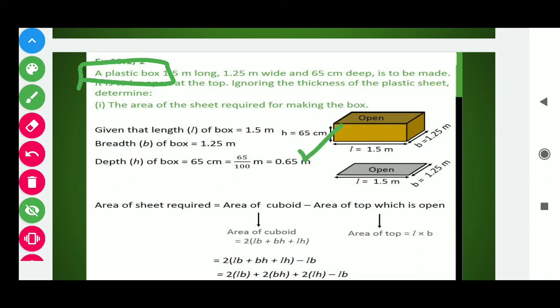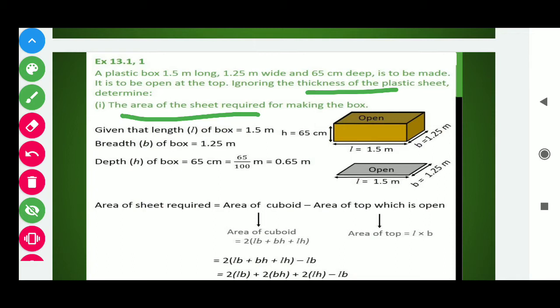You can see from the diagram, we have a plastic box which has 1.5 meter length and 1.25 meter breadth, and it is 65 centimeter deep, that is the height. It is to be made open at the top. Ignoring the thickness of the plastic sheet, we have to find the area of the sheet required for making the box. Students, in this question you have to make an open box.